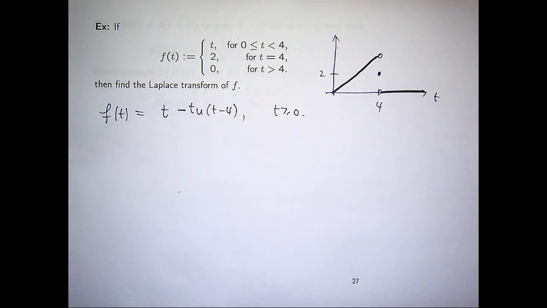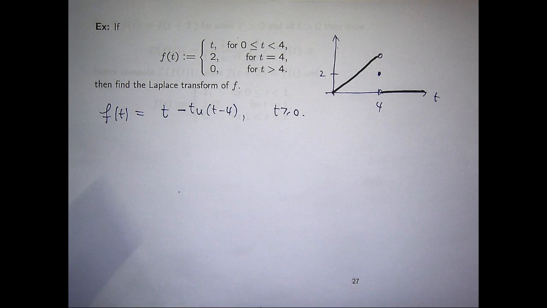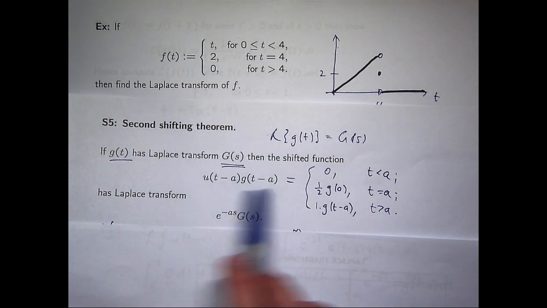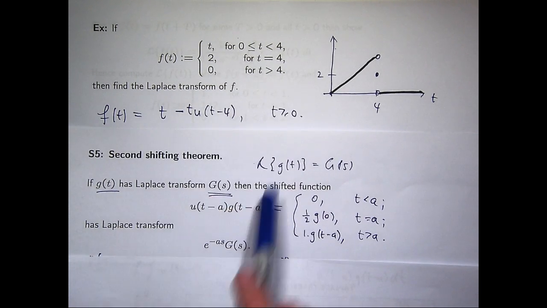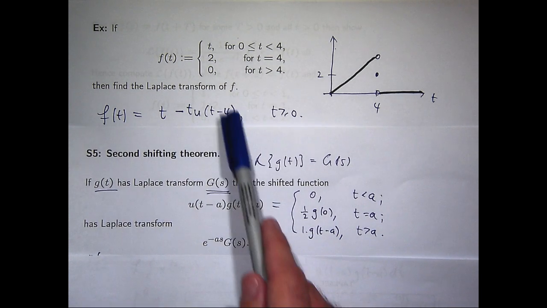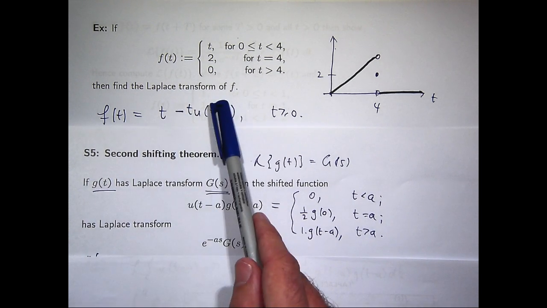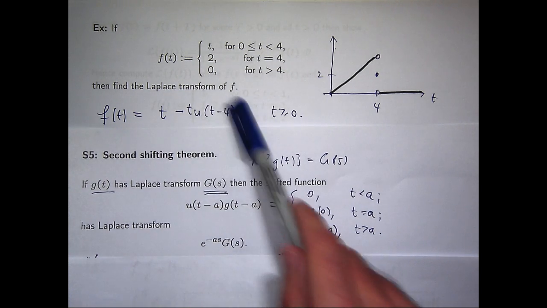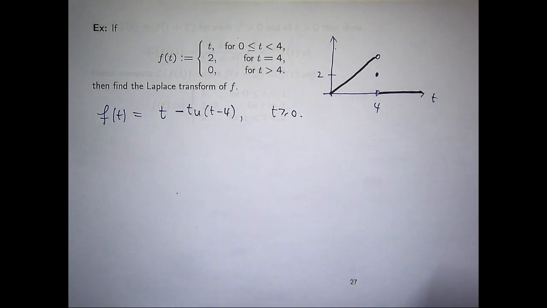Now, this still isn't quite what we want, because if we're going to use our second shifting theorem, we want it to be something like this form. Okay, we don't quite have that. But what I can do is do a little bit of algebra and insert a term and take a term away involving u of t minus 4. Okay?